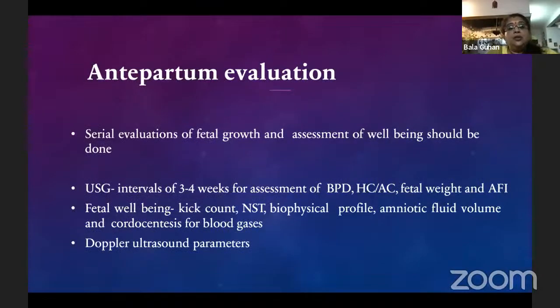Antepartum evaluation. Serial evaluations of fetal growth and assessment of well-being should be done. USG at regular intervals of 3 to 4 weeks for the assessment of biparietal diameter, HC/AC ratio, fetal weight, amniotic fluid index. Fetal well-being is monitored by the daily fetal movement chart or kick count, the non-stress test, the biophysical profile, amniotic fluid volume, cordocentesis when indicated for blood gases. Doppler ultrasound parameters are of utmost importance.